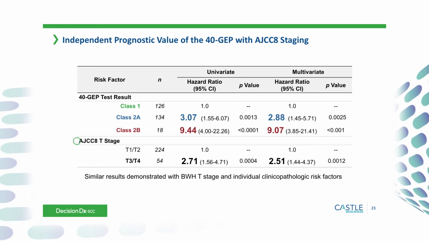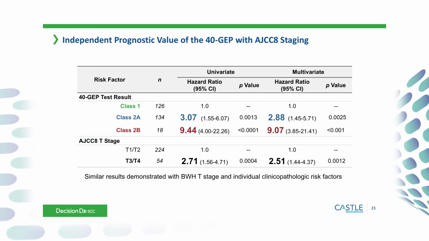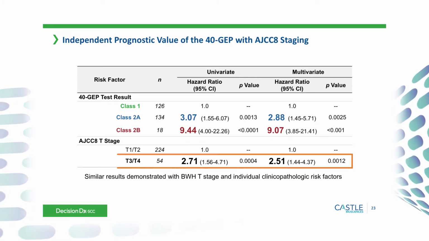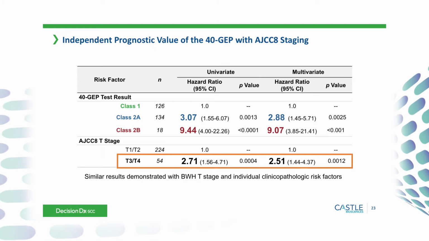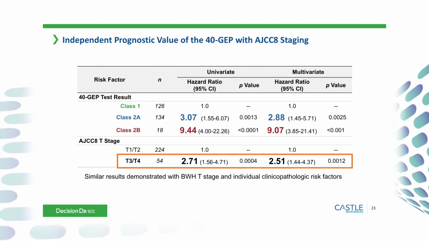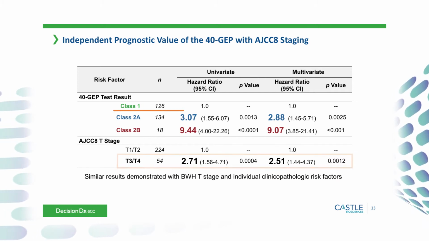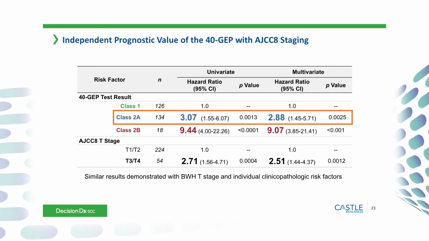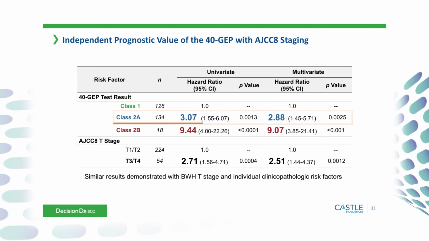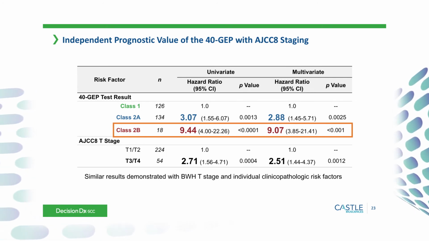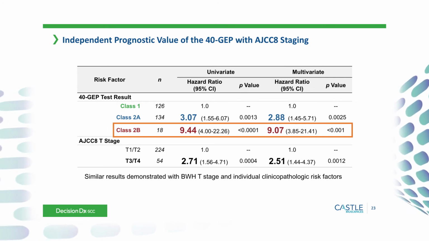we know that the staging system, so you see on the bottom, the AJCC 8 with a hazard ratio of having a T3, T4, both in univariate and multivariate analysis, has about a 2 to almost 3 hazard ratio. So that's very similar, but independent of the class 2A result, which you see is the blue line, the 3.07 and the 2.88. But class 2B really almost triples the risk of those events, even compared to the staging system or compared to a 2A. So again, very predictive of risk.